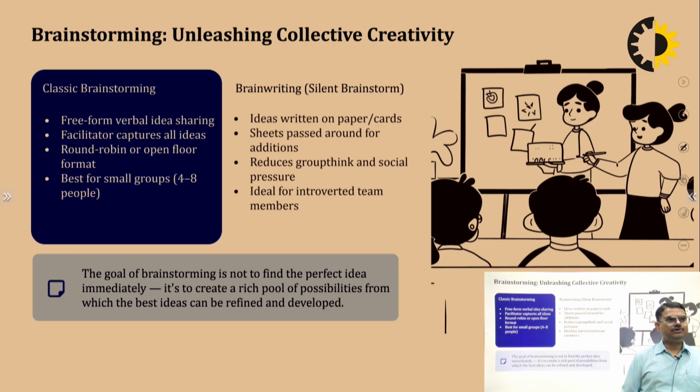Now let's talk about classic brainstorming and brainwriting, which is silent brainstorming. Classic brainstorming, which we discussed on the previous slide, involves verbal idea sharing. The facilitator captures all ideas, in a round robin or open floor format, best for small groups. Four to eight people can easily be accommodated in that group for useful, outcome-based brainstorming. If you have teams with introverted people, then you can try brainwriting. It is not as powerful as the classical brainstorming method, but it may be another solution for this purpose.